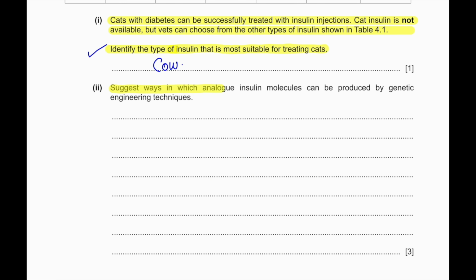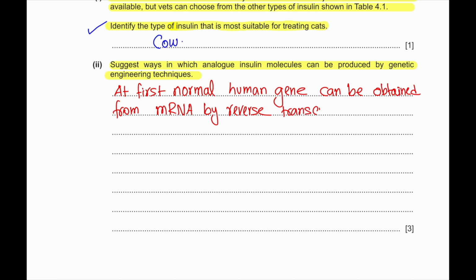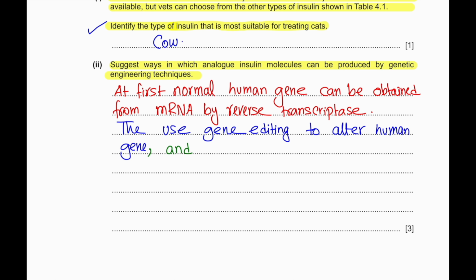Suggest ways in which analog insulin molecules can be produced by genetic engineering techniques. So the answer can be written as follows. At first, the normal human gene can be obtained from mRNA by using reverse transcriptase. Then we can use gene editing to alter the human gene and synthesize a new gene sequence. Then we can put the new gene in bacteria to make insulin.